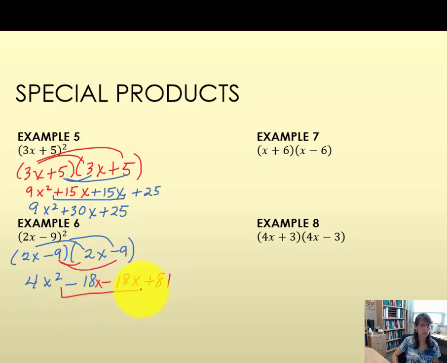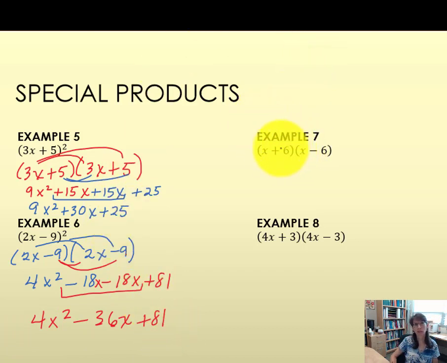In the middle, you can see we have a doubling. It's just two negatives that are doubled. So the final product, 4x squared minus 36x plus 81. Again, the first and the last terms are perfect squares.